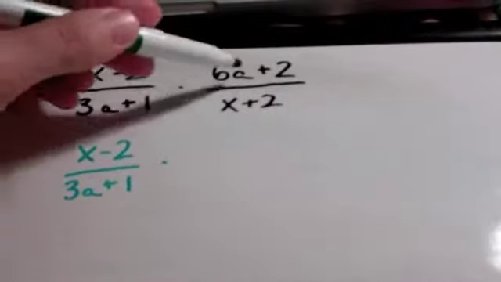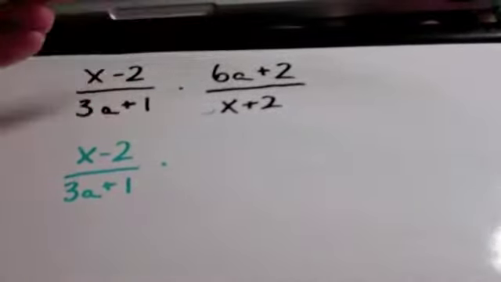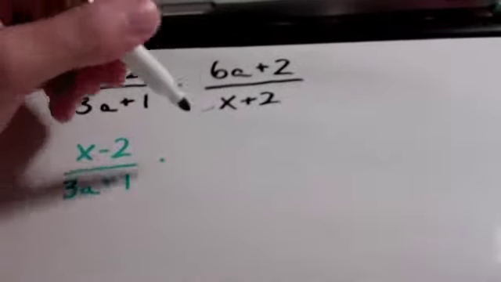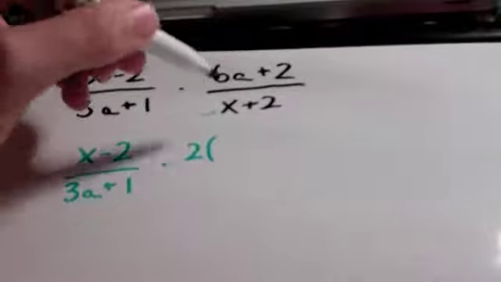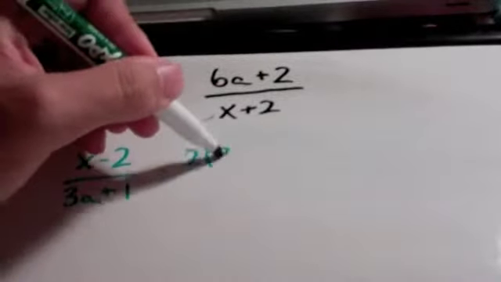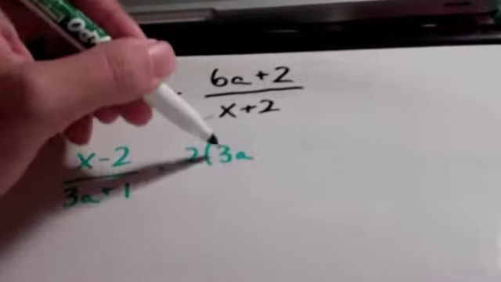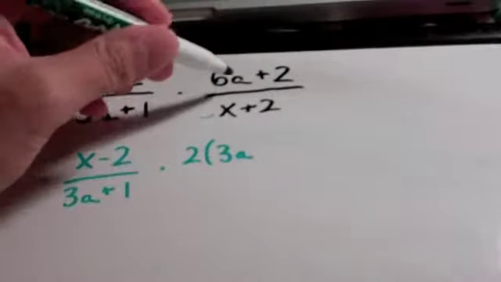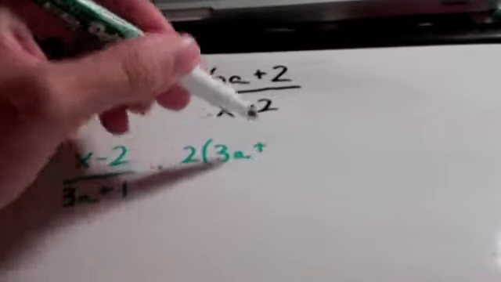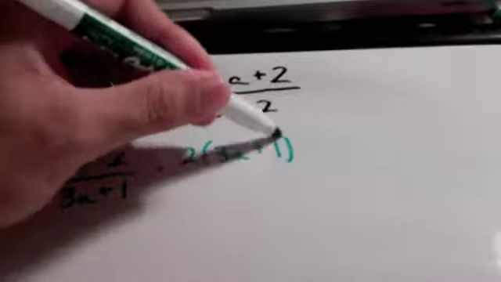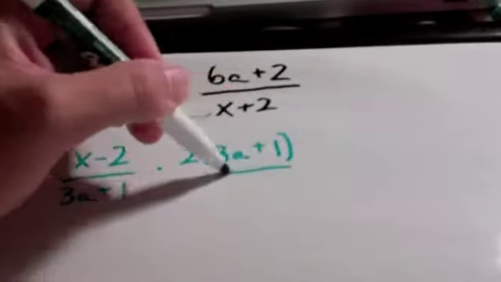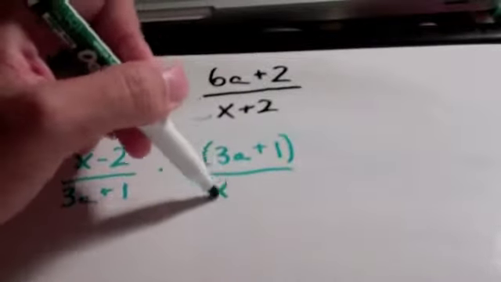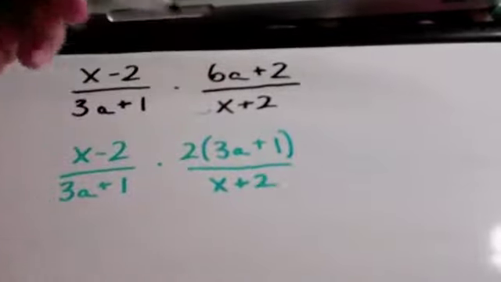Over here we've got 6a plus 2. Now the 6 and the 2 are divisible by 2, so we can pull a 2 out, and to get to the 6a we'll have to multiply by 3. 3a times 2 is going to be 6a. And we'll add 1, because this multiplied out will give us this term. And our bottom term over here, x plus 2, that can't be factored any further.